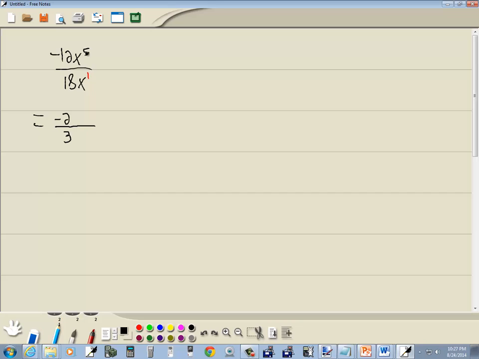Whenever you have x to a power over x to a power, you subtract the smaller exponent from the larger one. So 5 minus 1 is 4, and we're going to have x to the fourth power where our larger exponent was, which was on top. And that would be your answer.